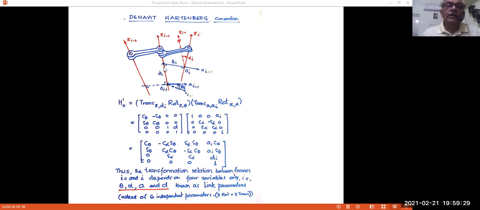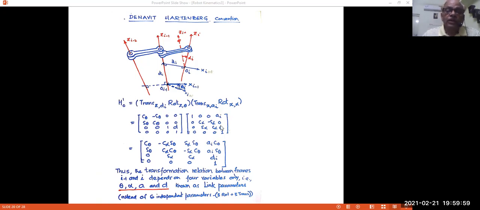Next, that frame has to travel to this so that the origins will be coincident. Not only that, zi minus 1 and zi have to now also coincide. That can happen only if you twist about xi by an angle alpha i. So it has got a translation and a rotation. They are both about the x-axis. Therefore, we can combine both of them also into one HTM.